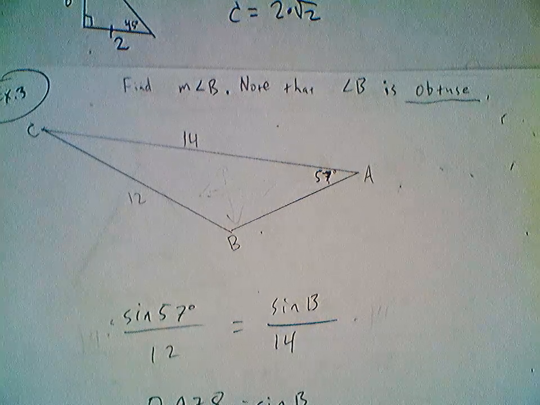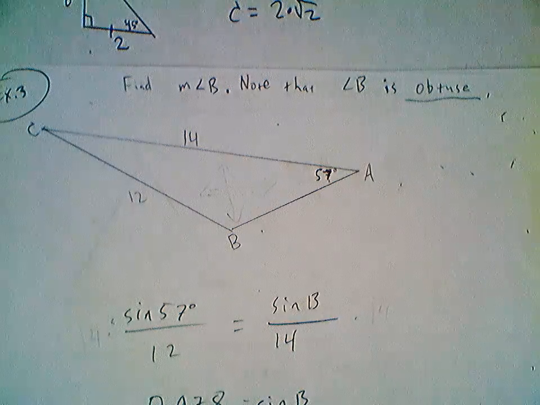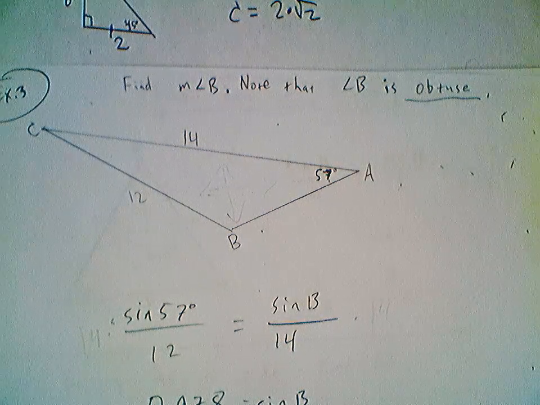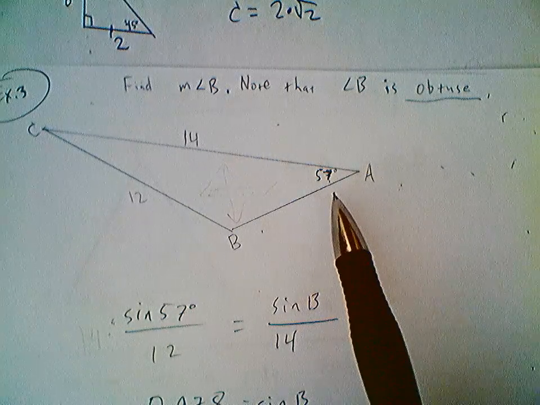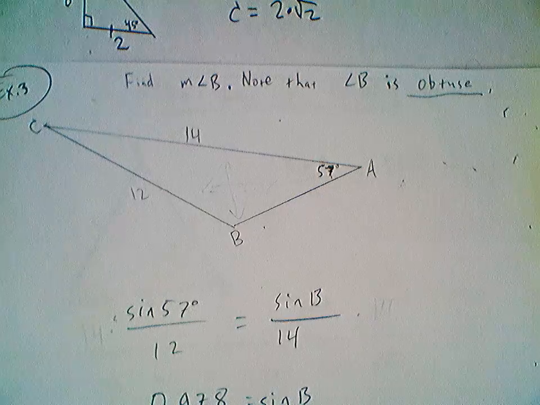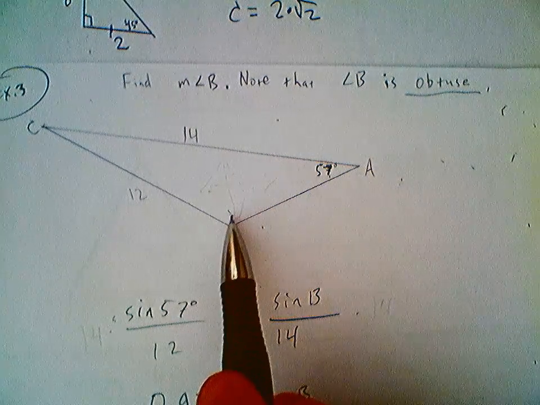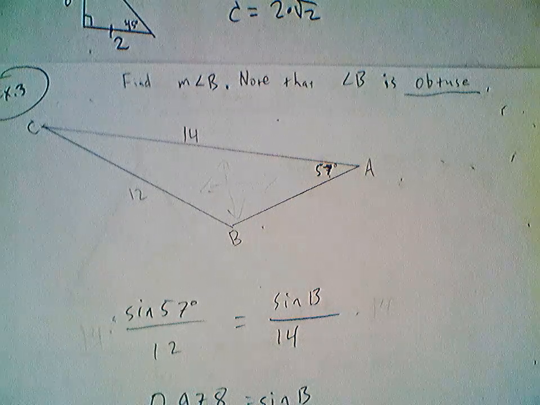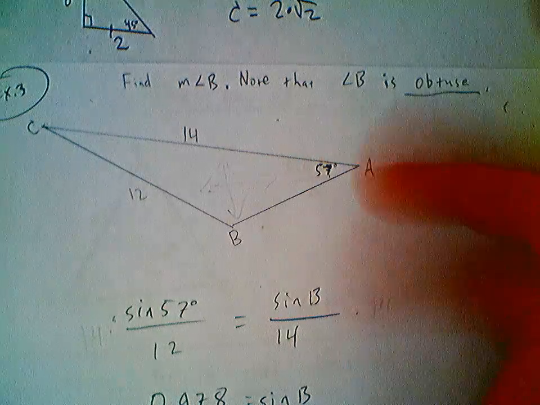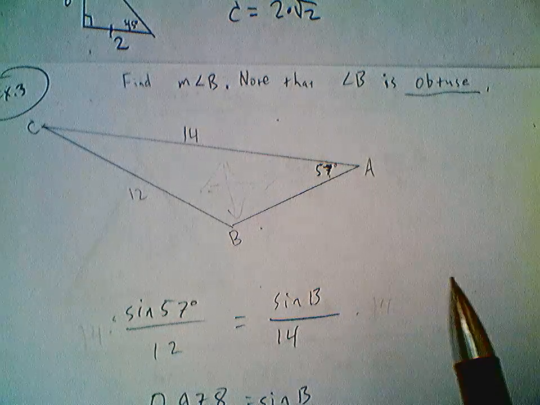In this last example, we're going to look at almost the same exact triangle that we looked at in example 2. So notice that these sides are still 12 and 14. The angle here is still 57 degrees. The only difference here is that the angle we're solving for, angle B, is not acute anymore. It's obtuse. So that's going to change what we do in the very last step.